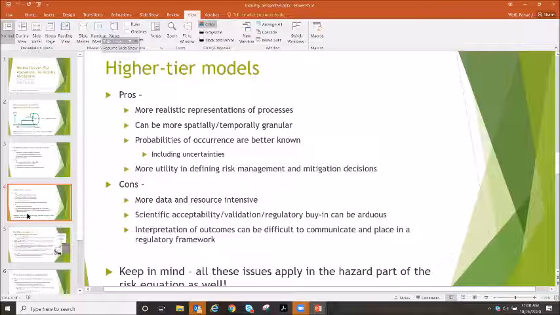Okay, so next slide. So in some cases, then you might want to go to a higher tier to become more realistic, and you can become more spatially and temporally granular. We saw for the PAT model, for example, you could show that time course and look at the effects of, for instance, the schedule of the timing of applications. And by doing this, you can then start to get a better feel for the probabilities of occurrence. Okay, how likely is something to happen? And then therefore you can have some better chances of defining risk management and mitigation decisions.